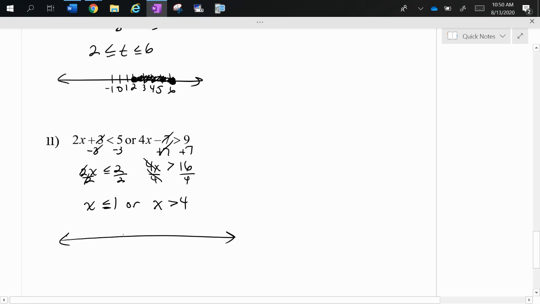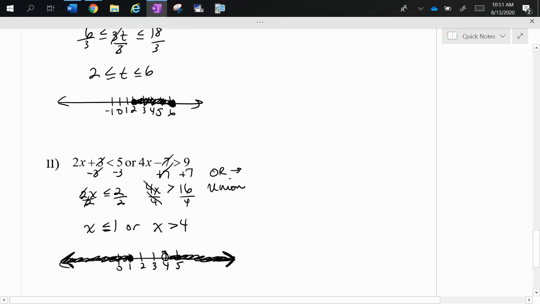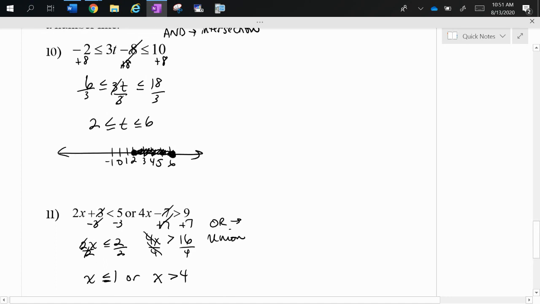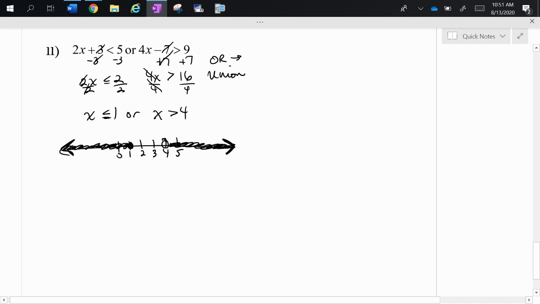And when you graph your solutions on the number line, we put a closed circle. We're going to graph x is less than or equal to 1. Not worrying about where they intersect, remember, we're graphing the union. Or means we want the union of the two, which means we just put them together on the number line. So I graphed x is less than or equal to 1. And I'm going to graph x is greater than 4. So I put an open circle at 4. And I'm going to shade to the right because we want greater than. So I want you to notice that the and compound inequality is shaded in between, and the or compound inequality is shaded on the outsides.